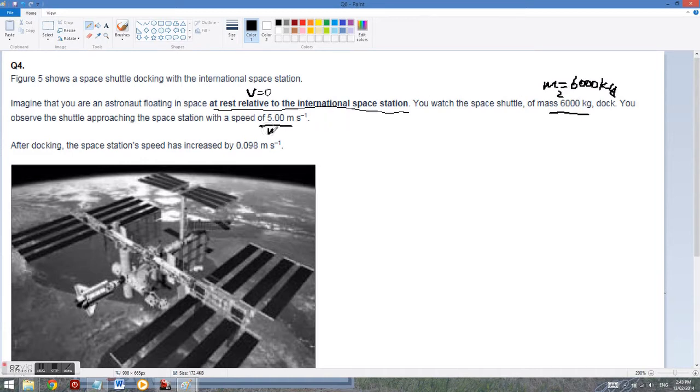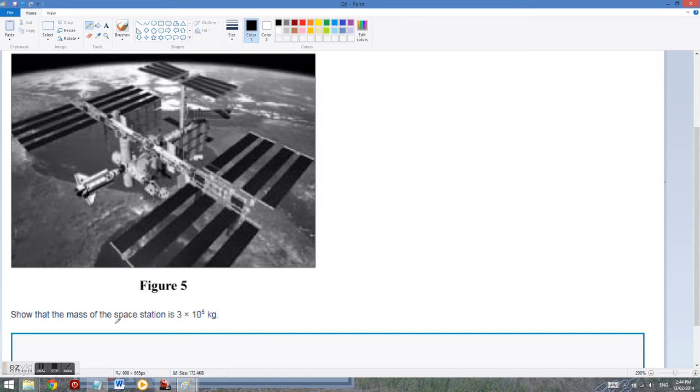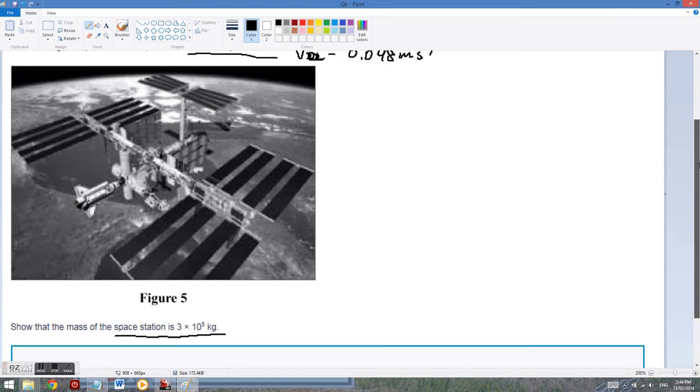So make it m2, v2. After docking, the space station's speed has increased this much. So that's the space shuttle now, increased after docking. So V2A afterwards is actually VA, because afterwards the whole thing is a 0.098 meters per second increase. Now show that the mass of the space station is this much.